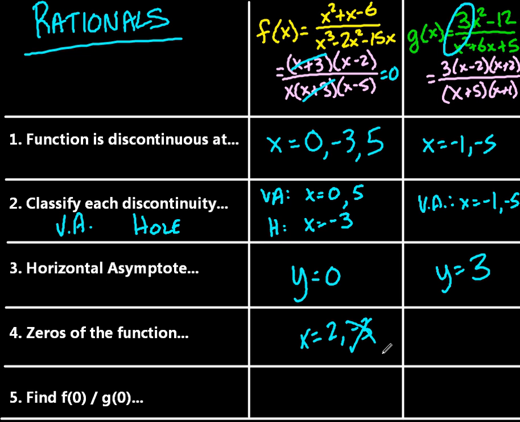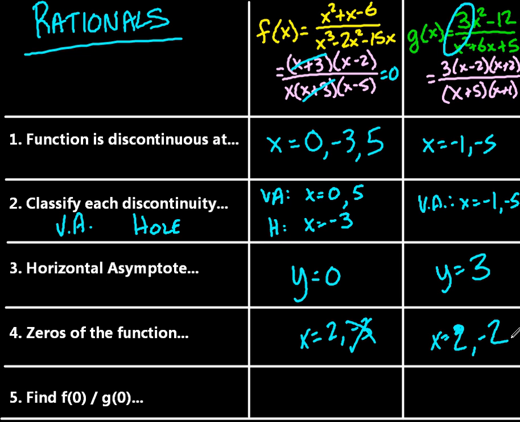Alright, and then for this last one, for this part here, zeros, when does the top equal 0? Well, 3 can never equal 0, so we don't worry about that. This factor equals 0 when x equals 2. This part equals 0 when x equals -2. So those are your two zeros for that one.